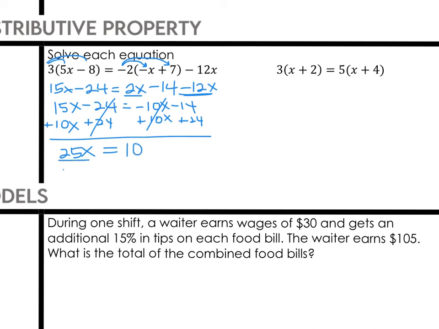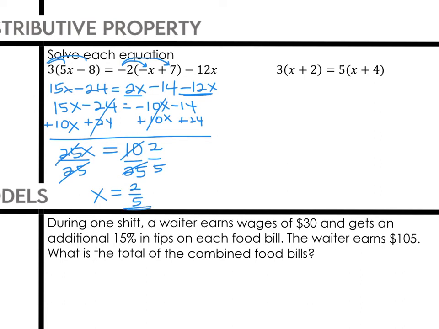To get x by itself, if we divide both sides by 25, x will equal 10 25ths, but 5 goes into both of those numbers. 5 will go into 10 2 times and into 25 5 times. That simplified fraction reduces down to 2/5.